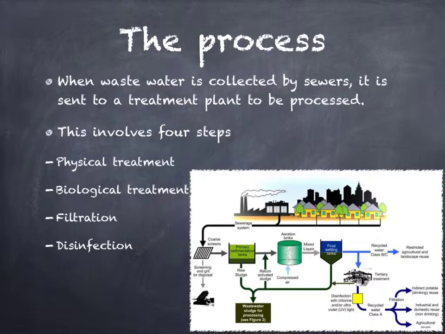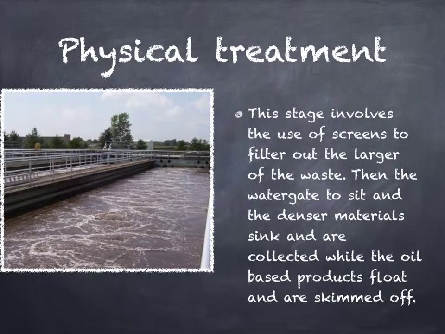Now, this process takes 4 separate steps. You got first the physical treatment, the biological treatment, the filtration, and the disinfection. Each of these processes removes something from the water and makes it pure so that we can actually drink it. Okay, now physical treatment first starts with a bunch of screens so that anything too large will just get stuck and won't be able to pass through.